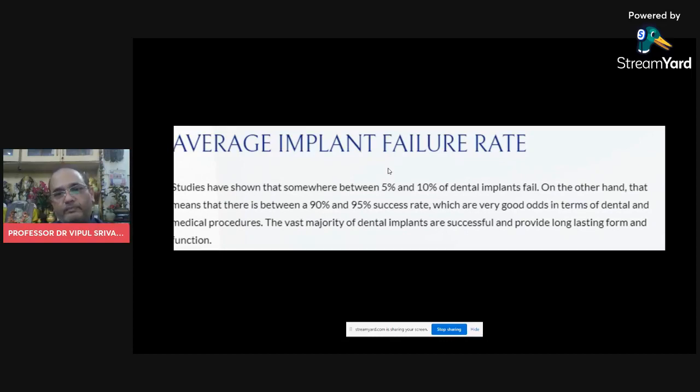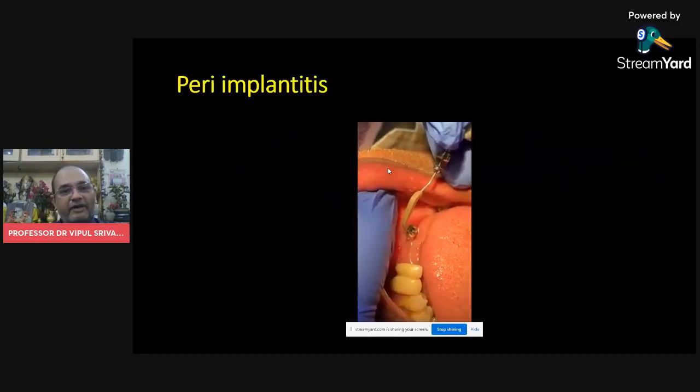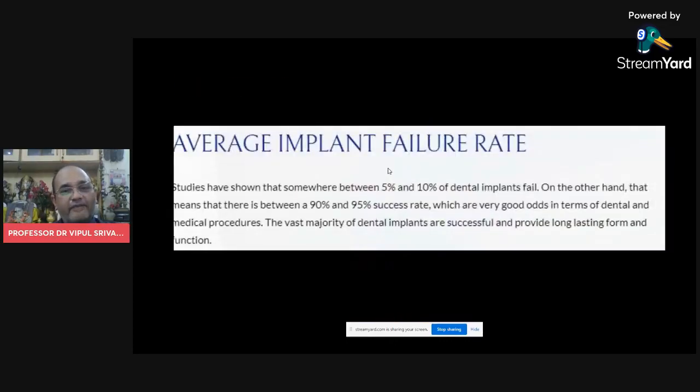Besides occlusal and prosthetic parts, the commonest cause of implant failure is peri-implantitis. So for peri-implantitis, again 980 is the one wavelength which is ideal. To treat peri-implantitis, there are very few protocols.